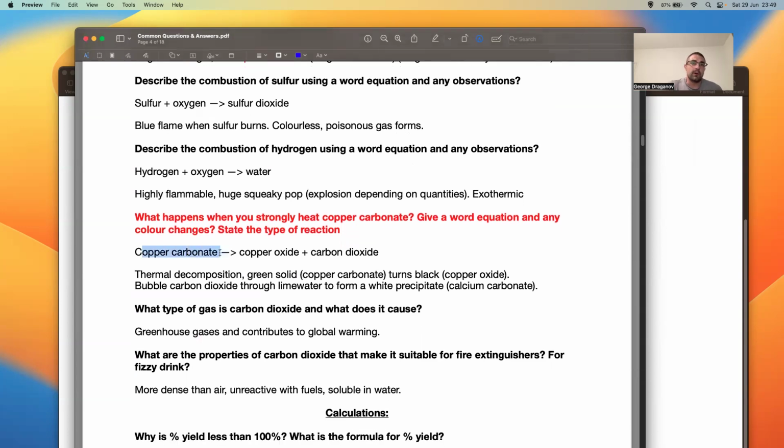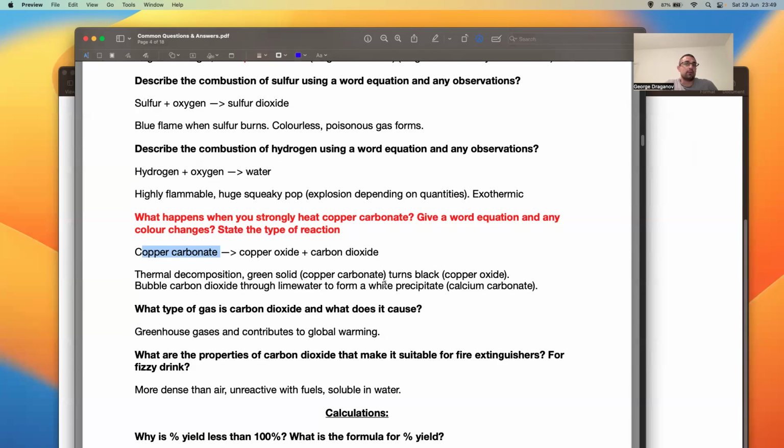So copper carbonate, when heated, will decompose and break down into copper oxide and carbon dioxide. You need to know the colors. So this thermal decomposition starts off with a green solid, which then turns to a black solid. If you bubble the gas that comes out through lime water, it will go cloudy and form a white precipitate. Because the lime water is calcium hydroxide, and when it reacts with the carbon dioxide, it makes calcium carbonate.